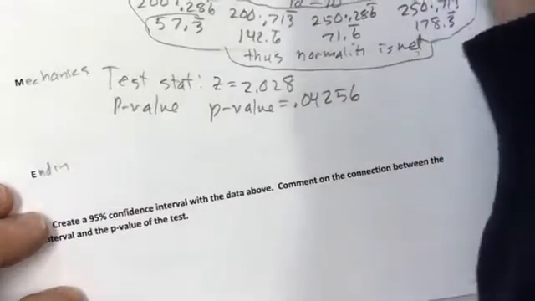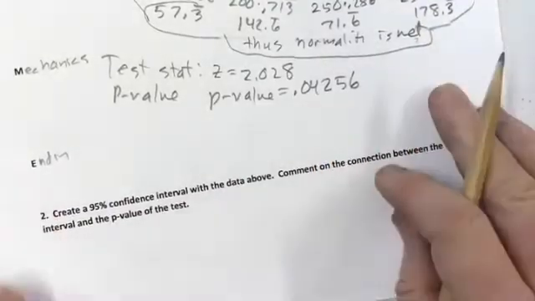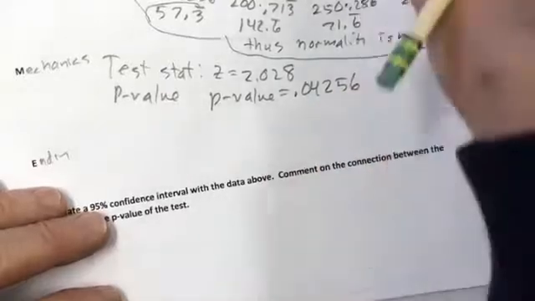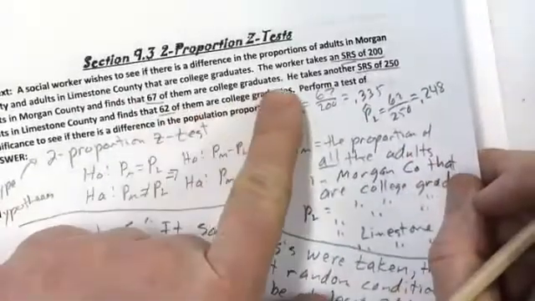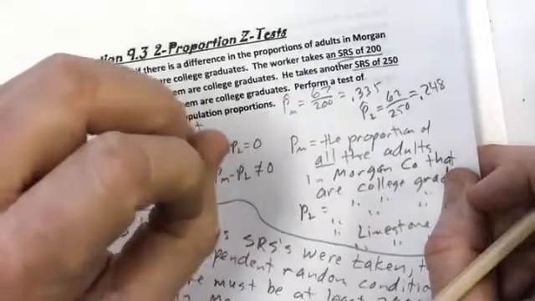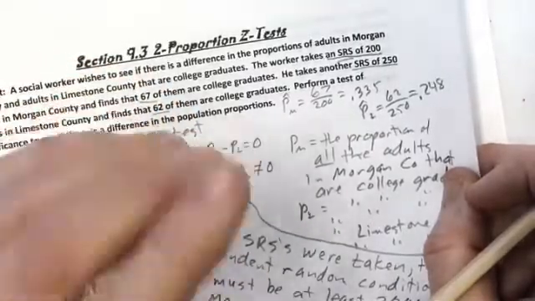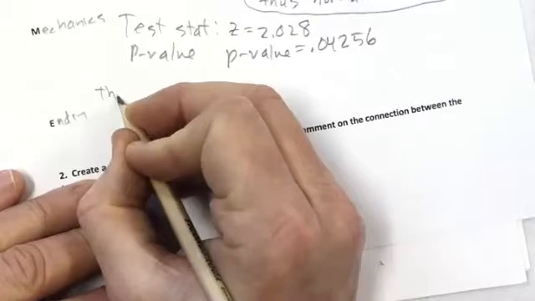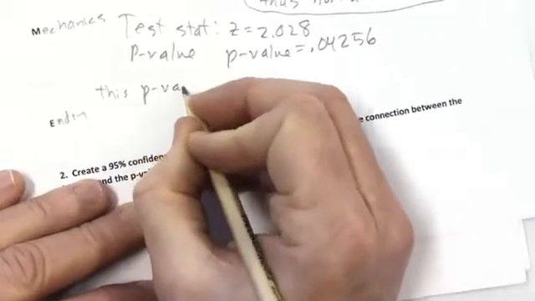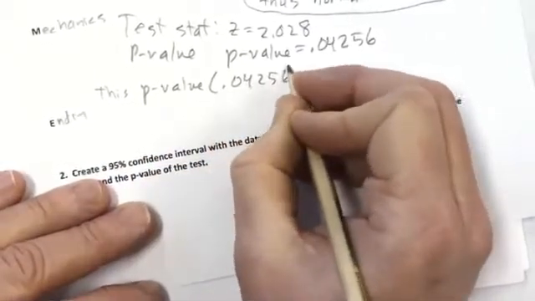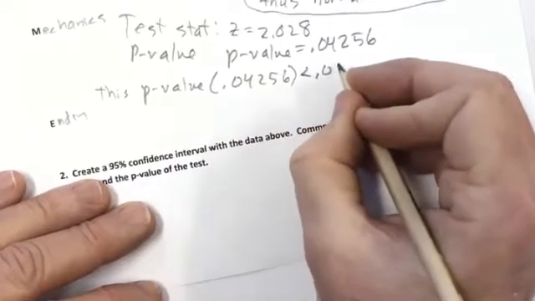We're going to properly draw a proper conclusion with our p-value, which we've done for a couple sections now. We have to compare this with our alpha. So you look up here. Did they give you an alpha? No, they didn't. Alpha is a significance level that's given to you. If it's not given to you, use 0.05. So we'll say this: p-value, and write what it is, 0.04256, is less than 0.05.